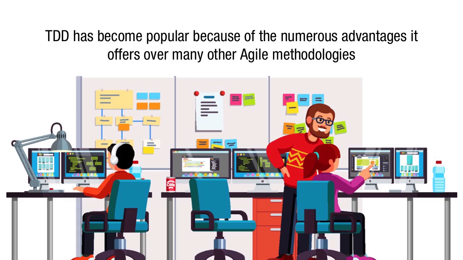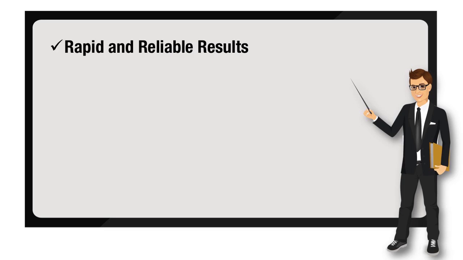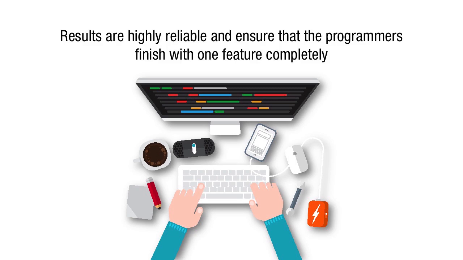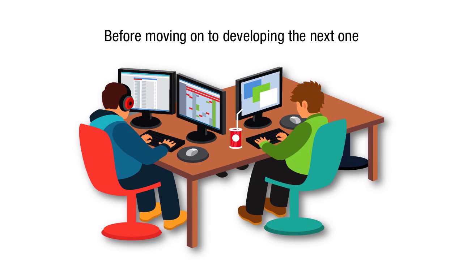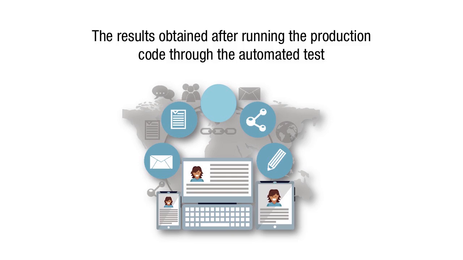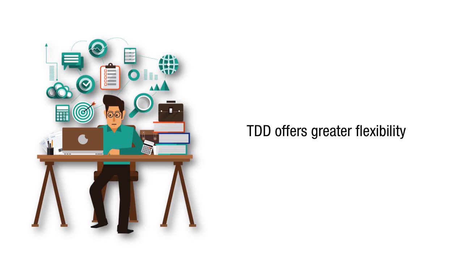TDD has become popular because of the numerous advantages it offers over many other agile methodologies. The following are some of the advantages. Rapid and reliable results. Within minutes of designing the production code, the programmers know whether it fulfills the test or not. The results are highly reliable and ensure that the programmers finish with one feature completely before moving on to developing the next one. Constant feedback. The results obtained after running the production code through the automated tests provide immediate feedback on the performance of the processes.